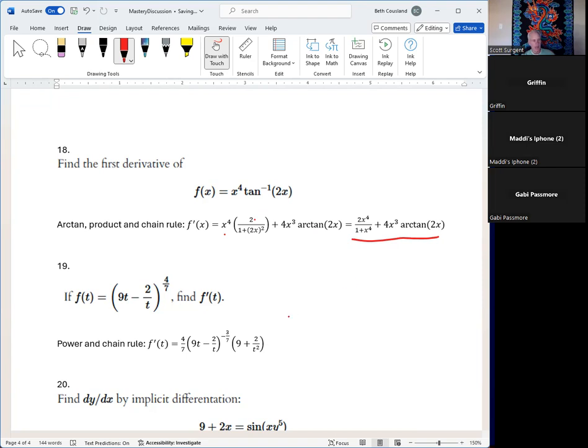Number 19, this one is just a weird looking power rule. Bring the 4/7 down in front, leave the base alone. New power is 4/7 take away 1, which is negative 3/7. And then you do the chain rule and you get the derivative of the inside. That's actually negative 2 times negative 1 over t squared. The negatives make a plus.